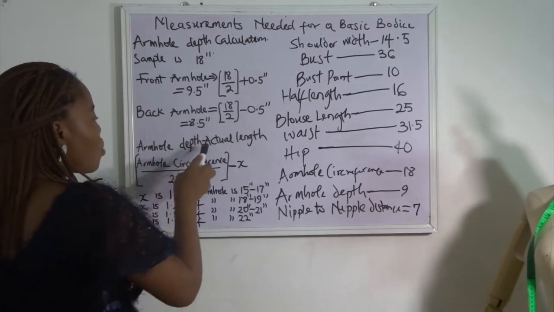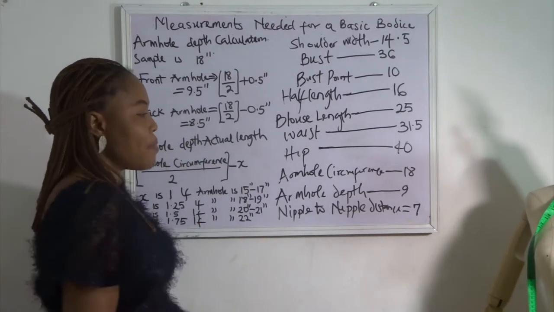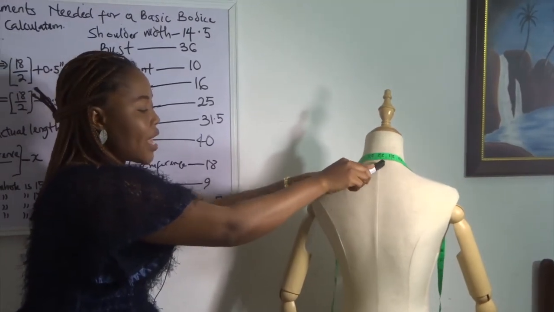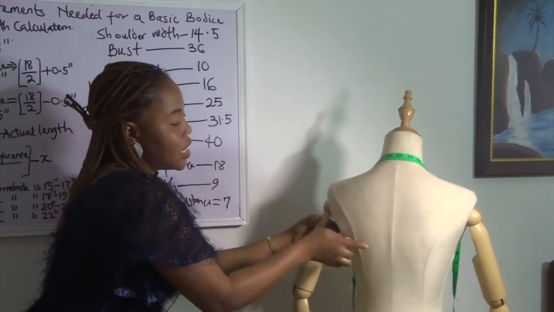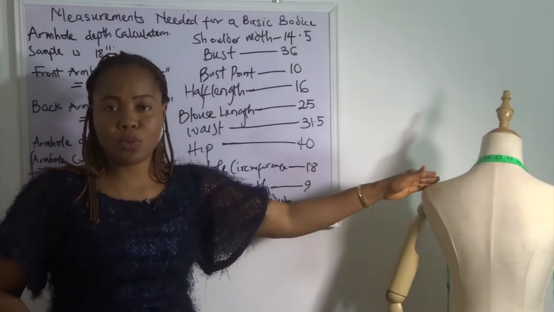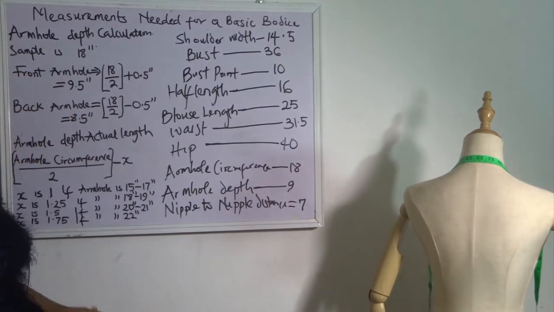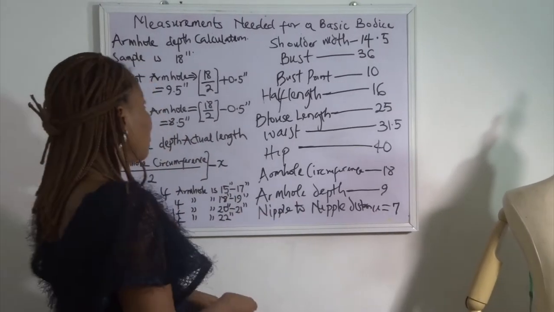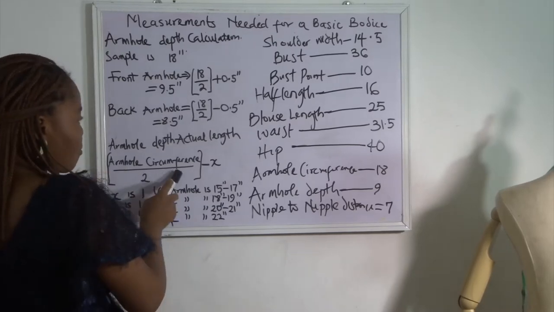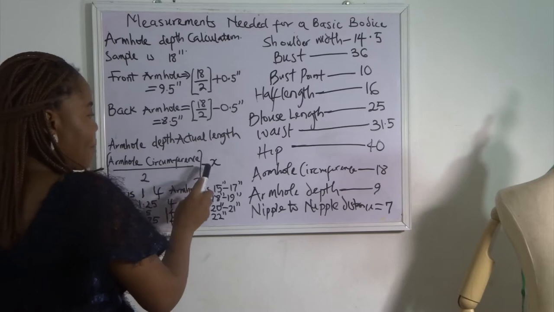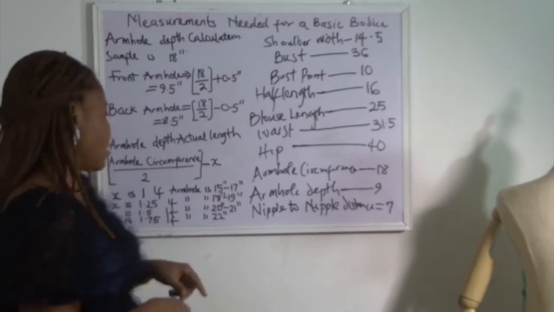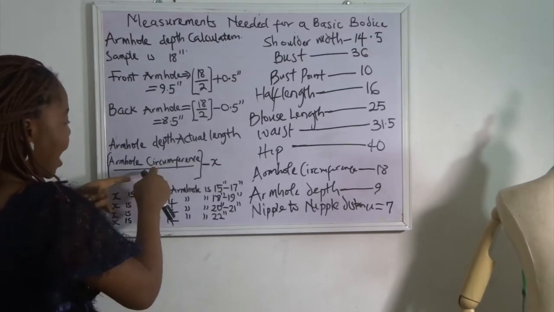Now, the armhole depth actual length. While I measured this dummy from the bone of the neck down to where the armhole itself is, it was 9.48, but remember there is a shoulder slope. Because of the shoulder slope, you don't know where it is ending. You need to know your own armhole depth, the real length itself. So it is armhole circumference divided by 2 minus x. This x is a variant because of our different sizes. Now, my armhole is 18.